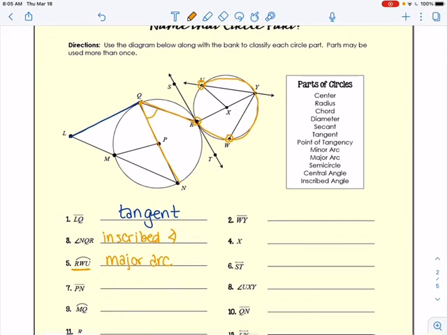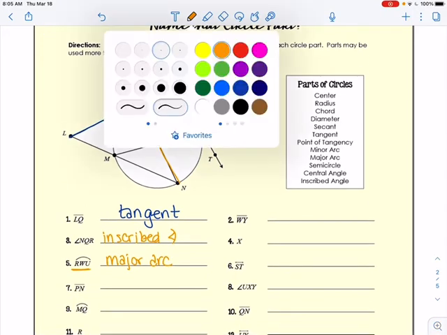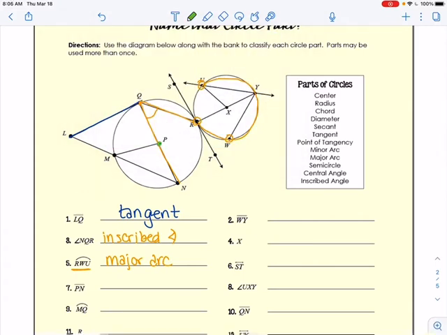Okay, PN. PN is going to be this piece right here that I'm highlighting in green. That goes from the center of the circle to the circle itself. That's going to be a radius. Then I have MQ, and again, there's an arc symbol above it. So that's arc MQ right here. And arc MQ is less than 180 degrees. So that means that that's going to be a minor arc.